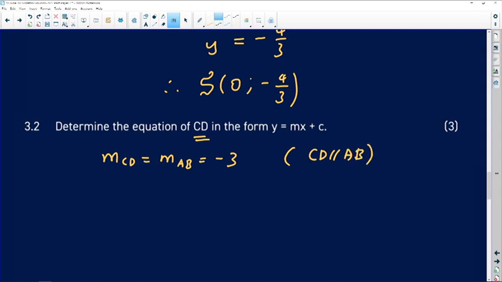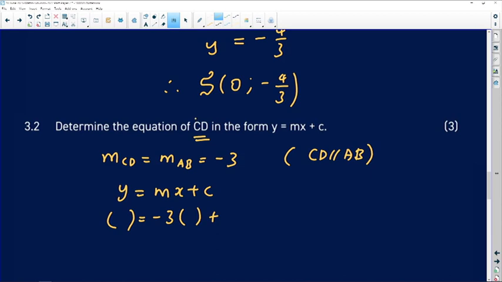So reasoning is very important. Now, the formula we use for finding equations of straight lines is y equals mx plus c. So I need a point on this graph and the gradient. I've got the gradient, it's negative 3. So I need a point to substitute for x and y. And the point I'm picking has to be a point that the line passes through.